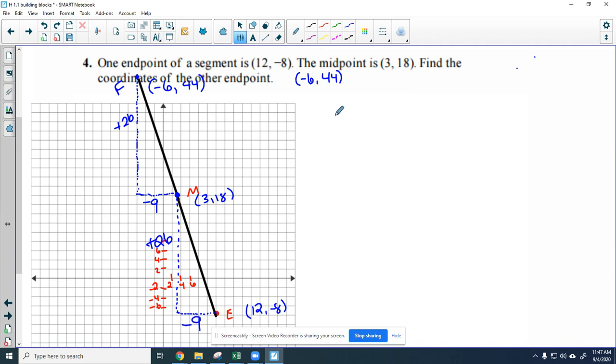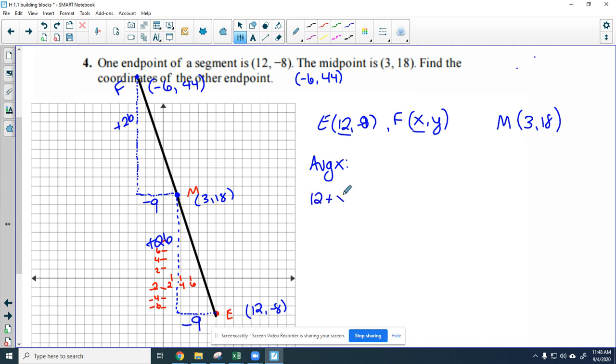The other option is to work with the equation. So I'm going to rewrite my points here. I've got one of my points at (12, -8). My other point, which I'm calling F, I don't know where it is, so let's just call it (x, y). And then the midpoint, I do know that's at (3, 18). So this is where I'm going to set up those little average calculations. The average of my x's, well, let's set it up. So the average of these two numbers would look like this if I wrote it out. I know it feels a little strange to do that because we don't know x, but this still expresses the average of them. Add them up, divide by 2.